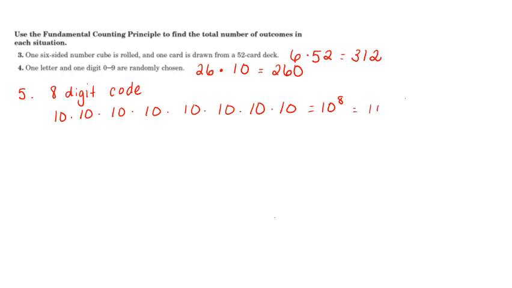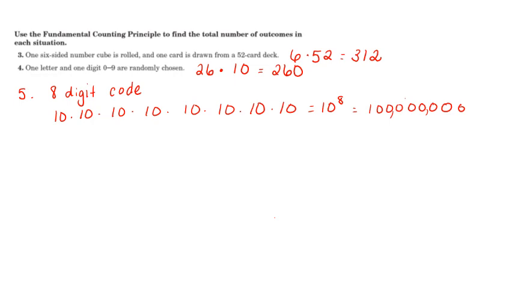So that's going to be 1, 2, 3... It's going to be 100 million different codes. And that's if I just use numbers. All right, so there's tons of different codes I can make for that. Okay?